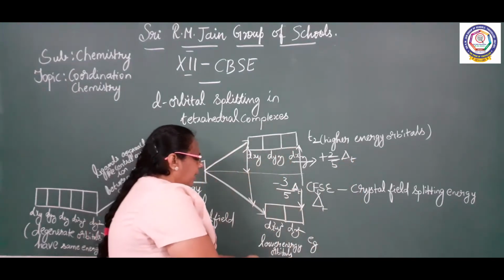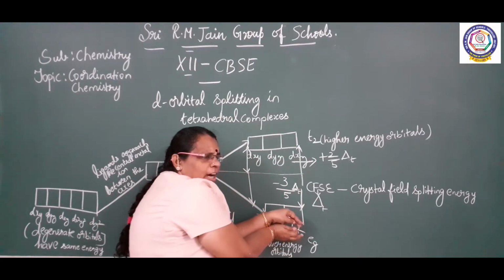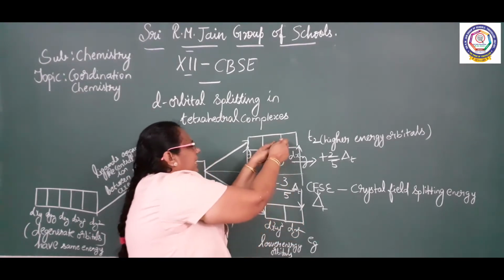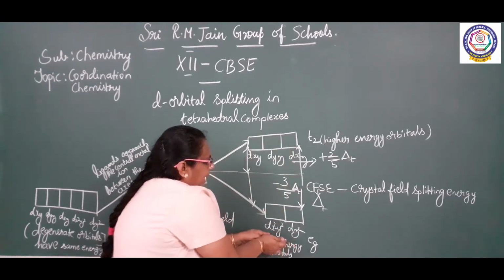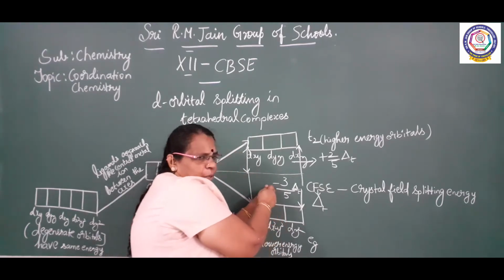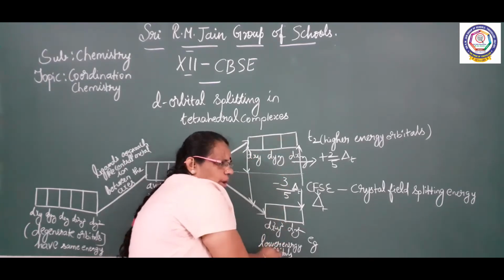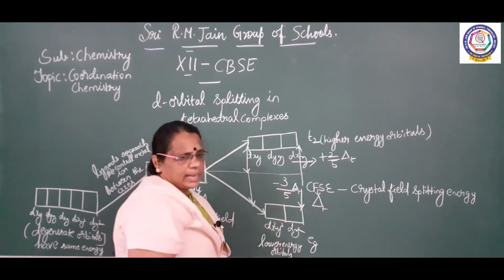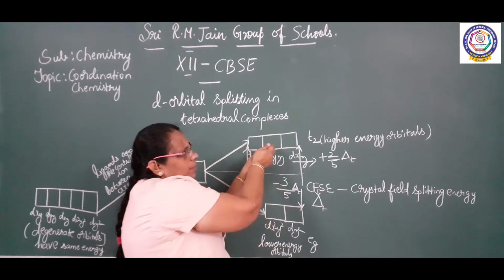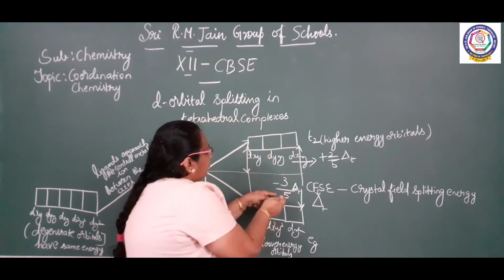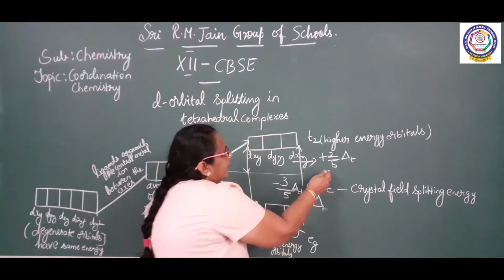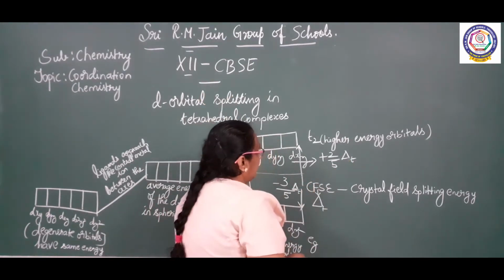When you talk about the two lower energy orbitals, the total number of orbitals is 5. With respect to these three, these two orbitals have lower energy, they are down, so negative. So minus 3 by 5. You come here now. With respect to these two, these three orbitals are higher energy. So out of 5, these three have higher energy, so it is plus 2 by 5 delta T.